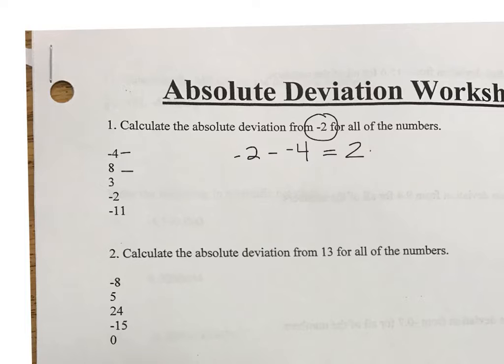So let's go through the set. -2 minus 8. So -2 minus 8, I get -10. Here's the thing. If it's absolute deviation, I'm just going to write 10. Because 10 is how many places it is away. So that's what we want to write. I don't care about the negative. We're just writing the digit.